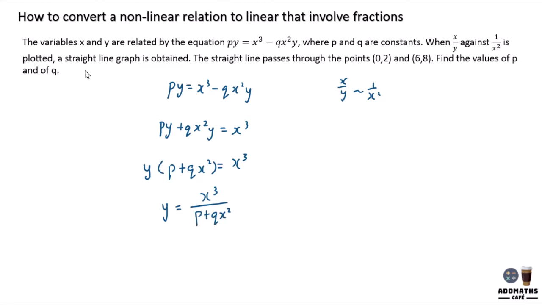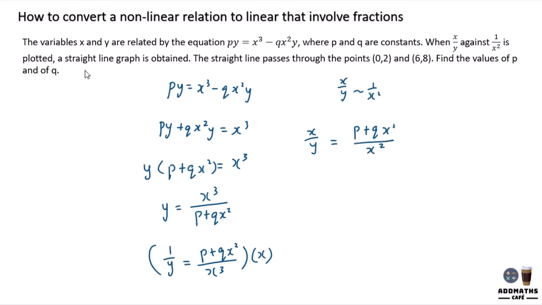But since this is x over y and this is only y, what we do is turn this whole equation upside down. It will be 1 over y equal to p plus qx squared over x cubed. And it is x over y, this is still 1 over y. What we do is times the equation with x to make it x over y equal to p plus qx squared over x squared.